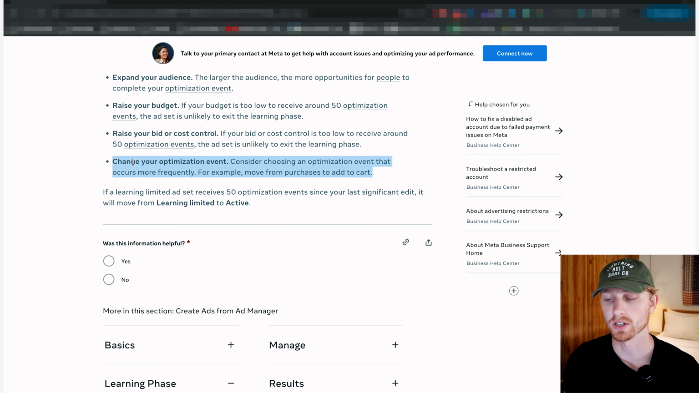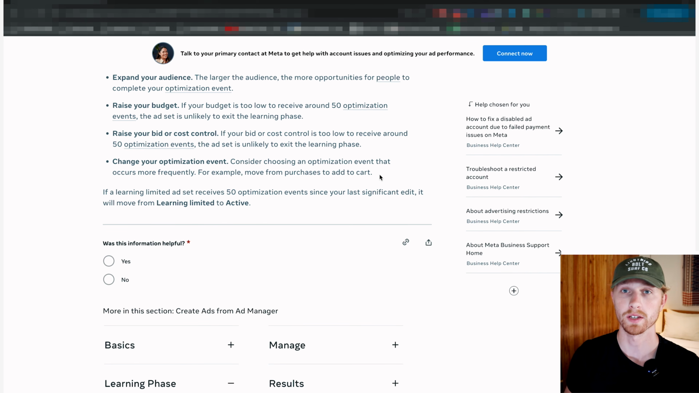Now, this is the section where I disagree with Meta. So they're talking about changing the optimization event for your ad set. So instead of optimizing for purchases, they say, as an example here, you can optimize for add to cart. Now, this is something I strongly disagree with, because you want to always optimize for what you actually want, because there is going to be a difference between the people that actually add to cart and the people that go ahead and purchase. Another really important point here is that learning limited and the learning phase is not necessarily that important. In a lot of our accounts, we've actually seen pretty good results and profitable results while being in learning limited.